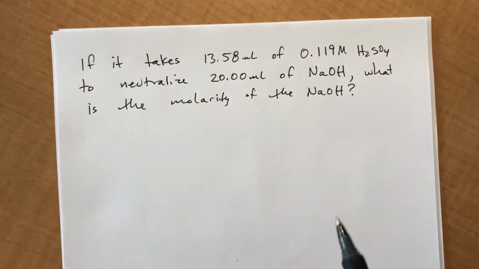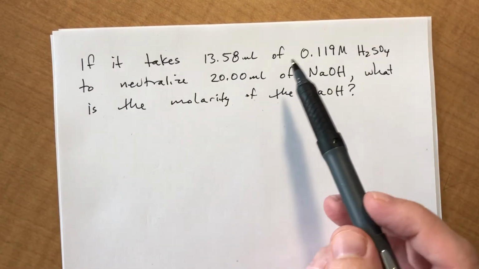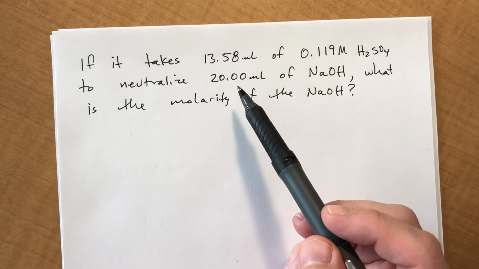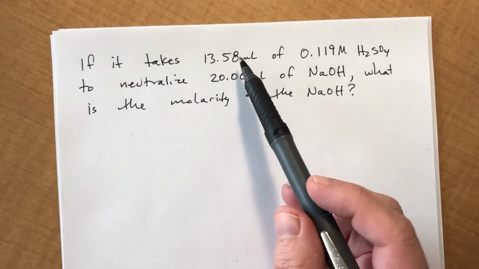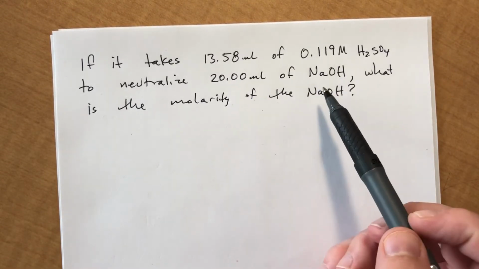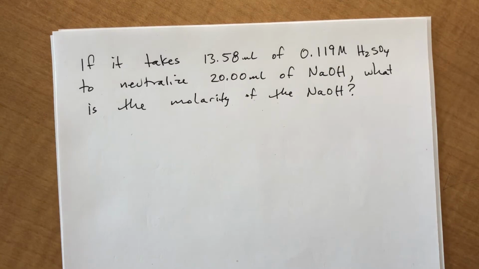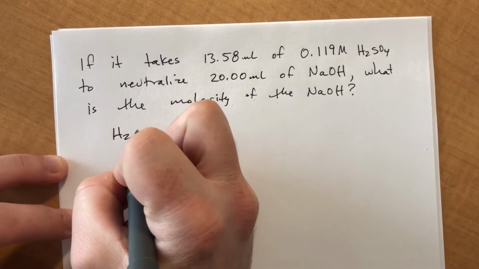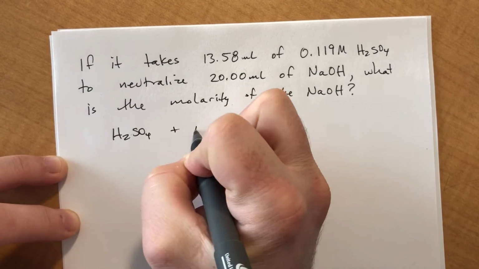So in the last problem, we had the molarity of both and we knew the volume of one and we're solving for the other volume. This time we have both volumes, we know one of the molarities, we need to solve for the other one. Okay? Either way, no matter what you're solving for, the very first thing you do is write the balanced equation. So we have H2SO4 reacting with NaOH.